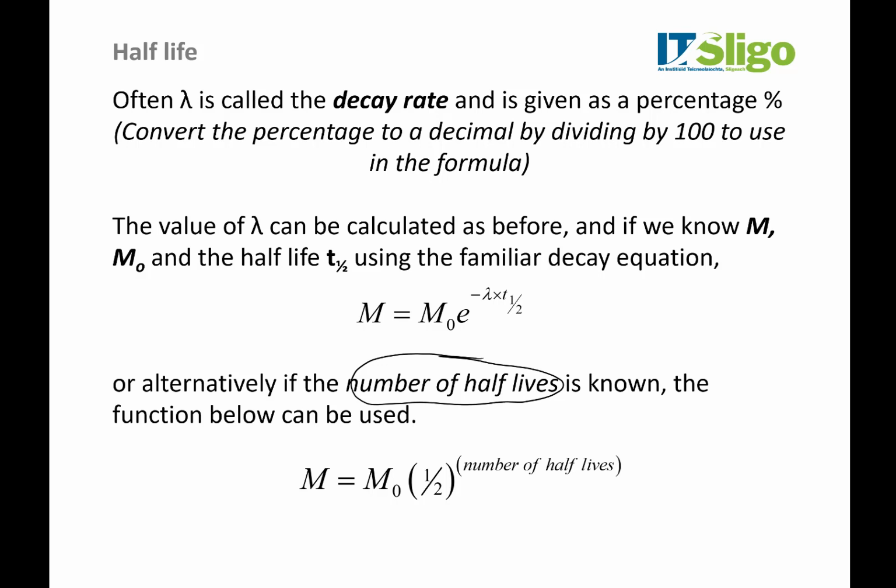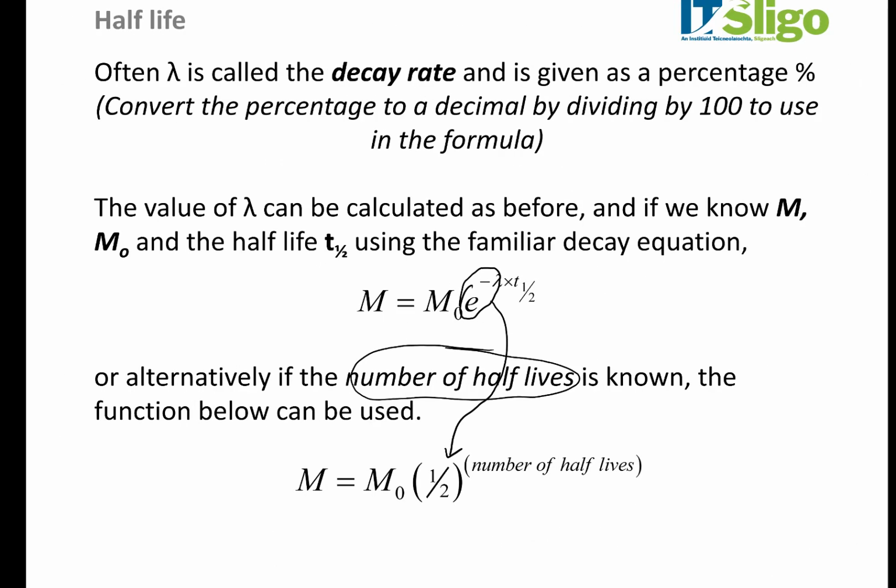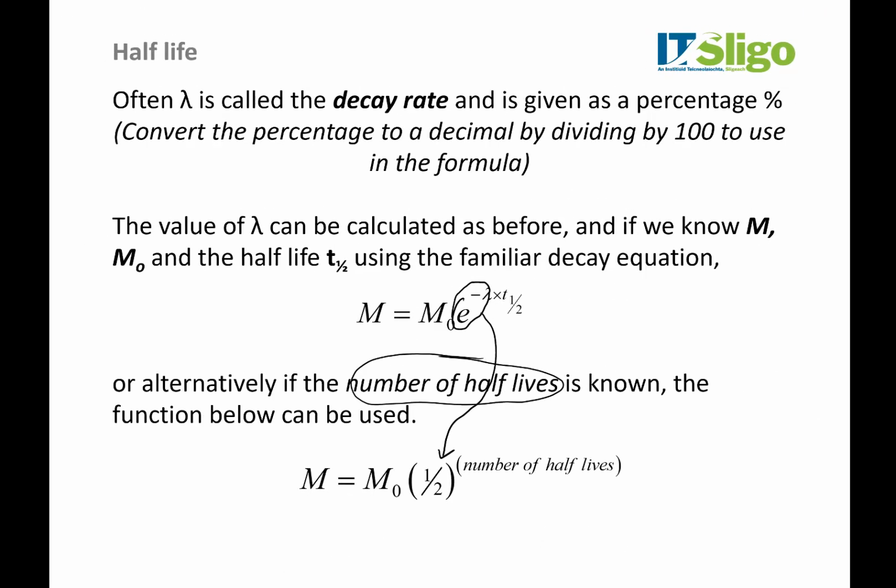So the base has changed. Essentially, e to the power of minus lambda is the same as a half. So this formula I'll be using, why does it do that? I'll be using this function in later slides.